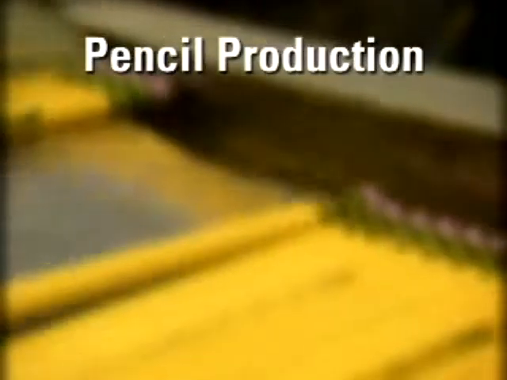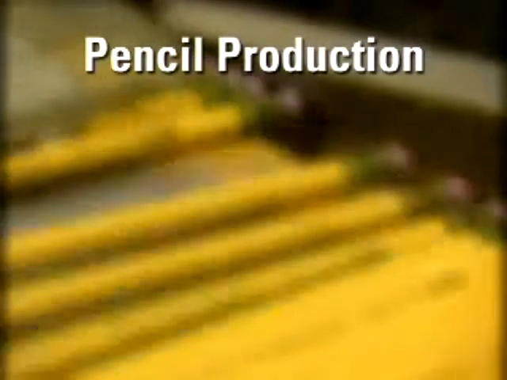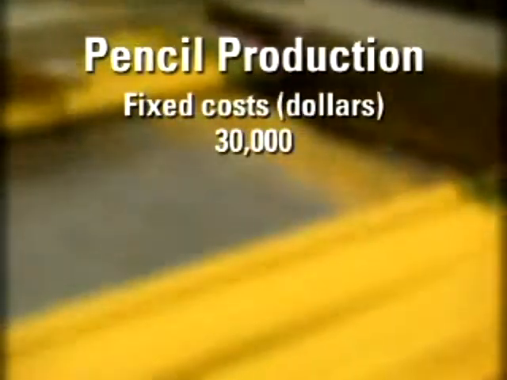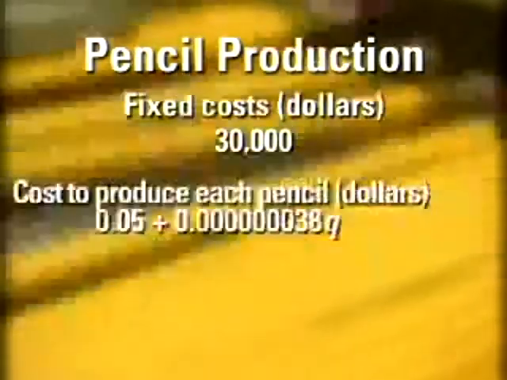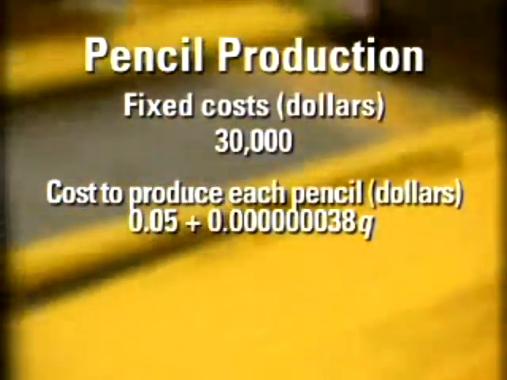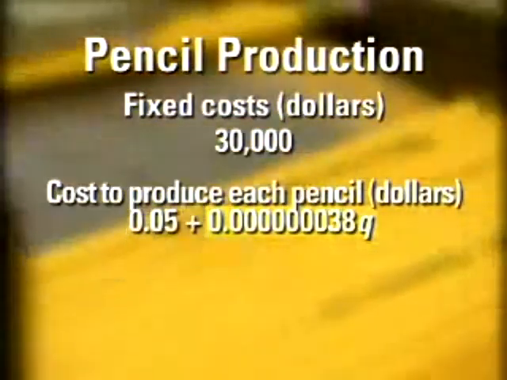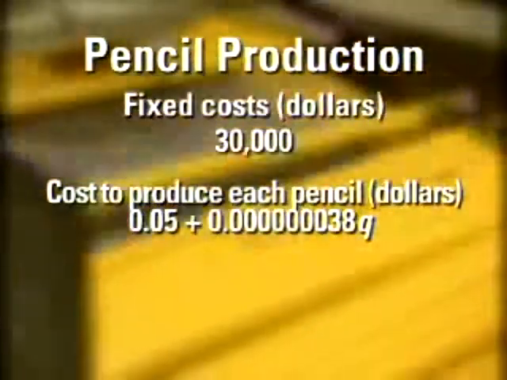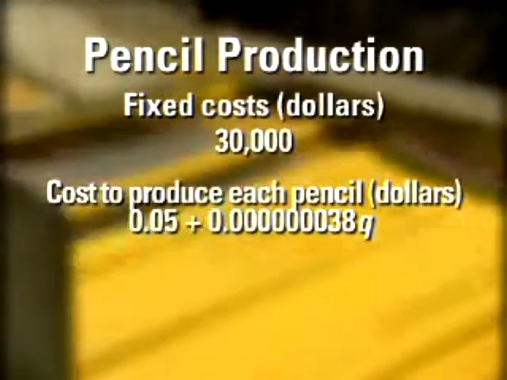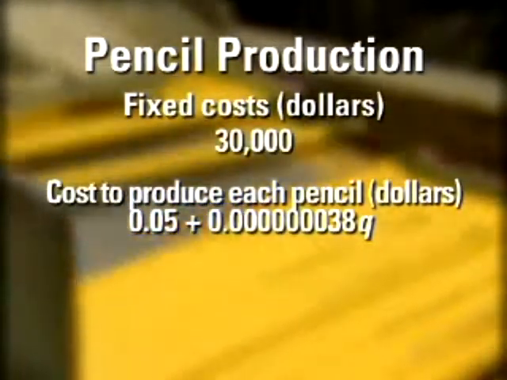Suppose for any amount of pencil production in a day, it costs the factory $30,000. Those are its fixed costs. Beyond that, production of each pencil costs 5 cents, plus another 38 billionths times Q if Q pencils are produced. 38 billionths times Q is the increased cost per pencil due to the shortage of graphite.